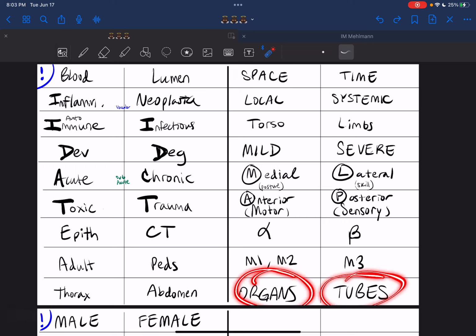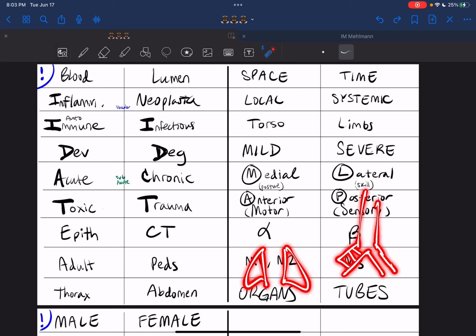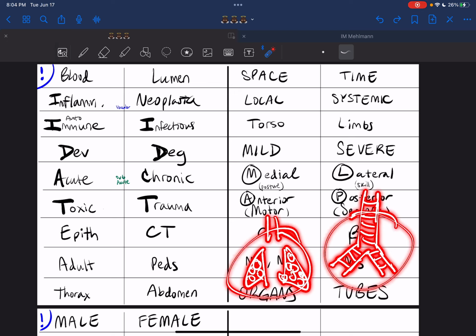Cardio versus vascular makes cardiovascular. Then organs versus tubes equals lungs versus airways. Airways means the trachea, the bronchi, the bronchioles, and all that stuff. And then the lungs are made up of alveoli. So organs versus tubes is going to be lungs versus airways, which is going to be restrictive disease versus obstructive disease.